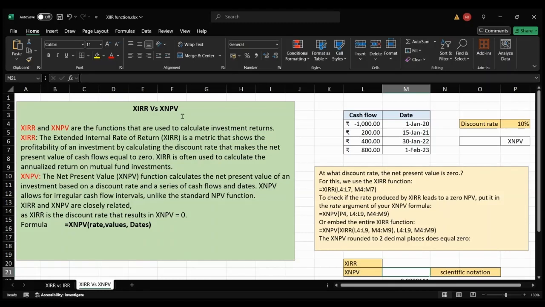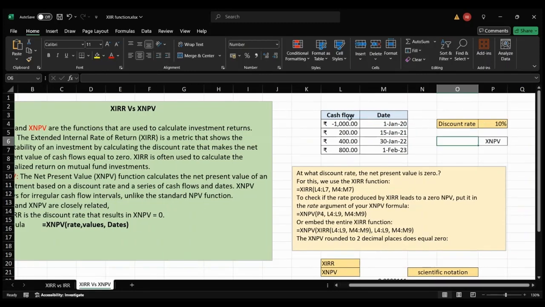Okay, these two are closely related because XIRR is the discount rate that results in XNPV equal to 0. Okay, so the formula to calculate NPV is this. Now, let's understand this clearly with an example. These are cash flows, these are dates, and this is the discount rate. So, we'll be using this formula.